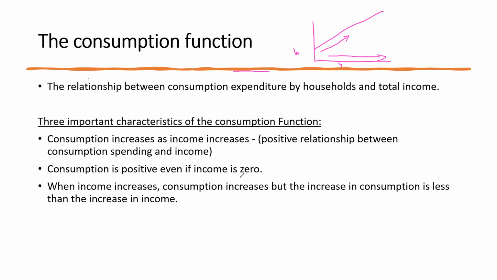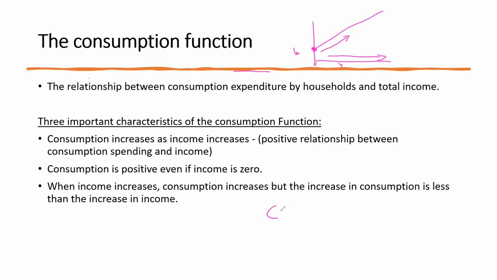Also, consumption is positive even if income is zero, right? So you can see that consumption will never start at zero. It always starts somewhere here, right? This is because we have this autonomous consumer, who would always consume something even if their income is zero. And then when income is increasing, consumption also increases, but the increase in consumption is less than the increase in income, right? That is because some of the income will be consumed and some will be saved, right?